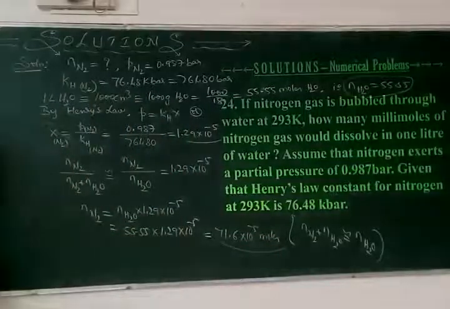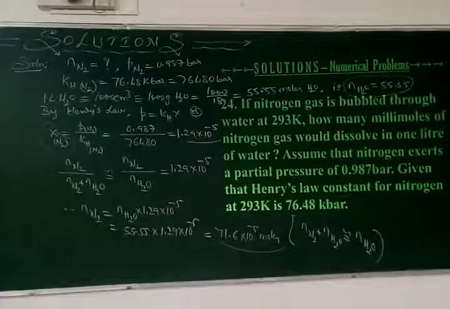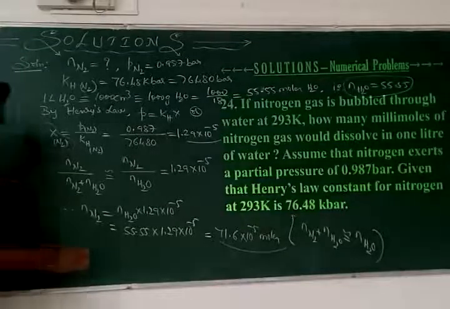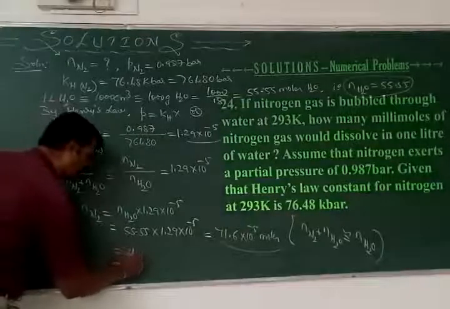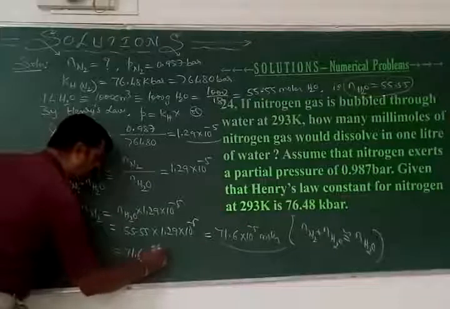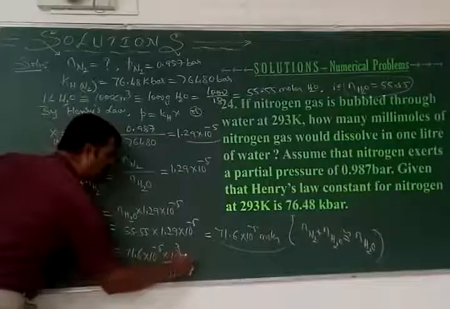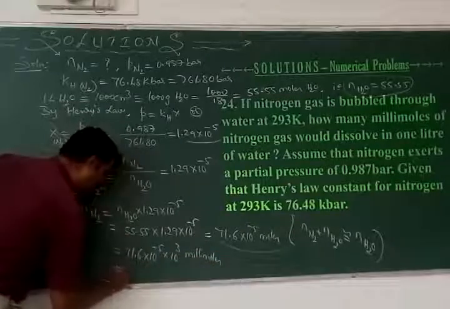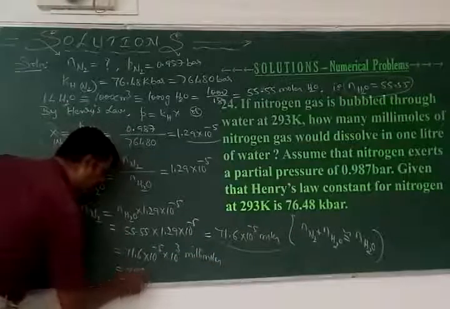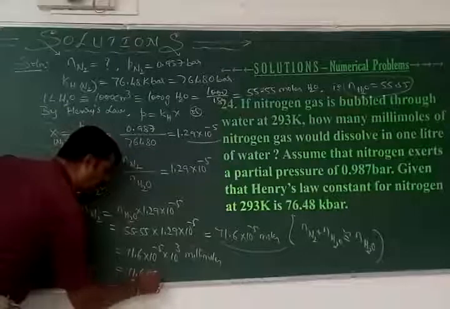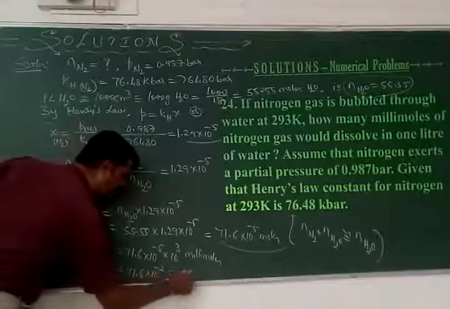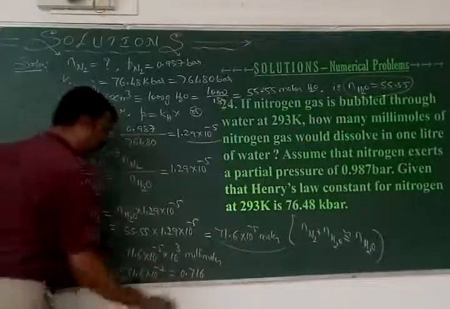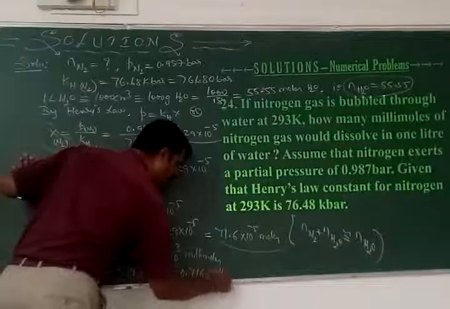How to convert moles to millimoles? That is equal to 71.6 into 10 to the power of minus 5 into 10 to the power of 3 millimoles. That is equal to 71.6 into 10 to the power of minus 2, that is equal to 0.716 millimoles. Why?